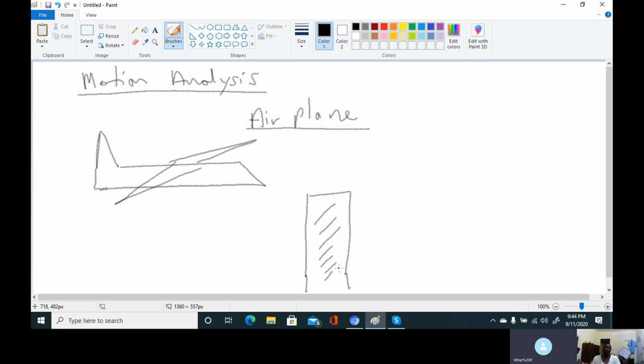I understand what you're saying. But in the case of an airplane, the airplane has an engine. So the airplane is not a projectile.